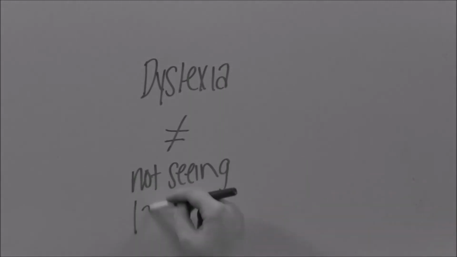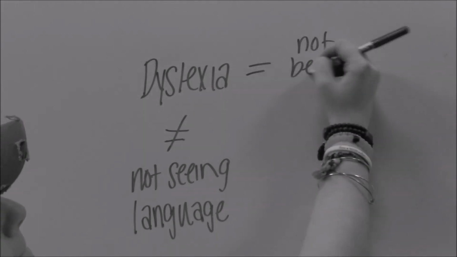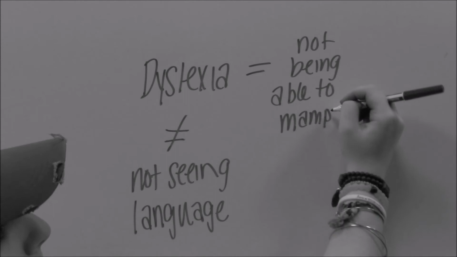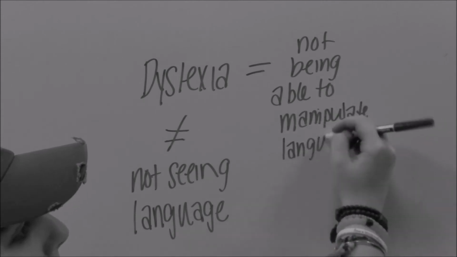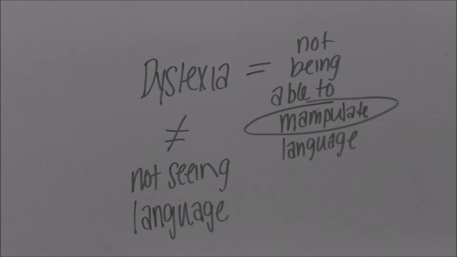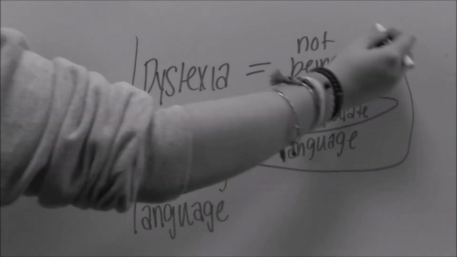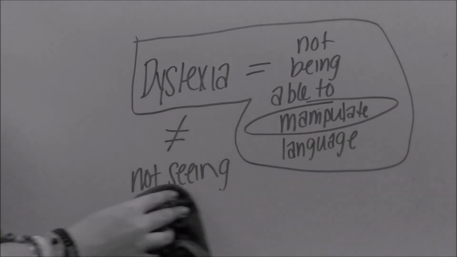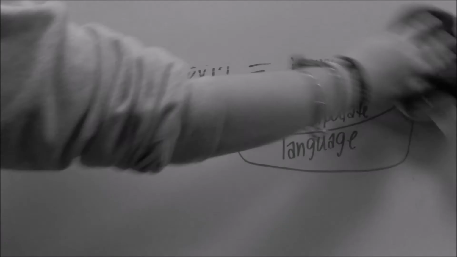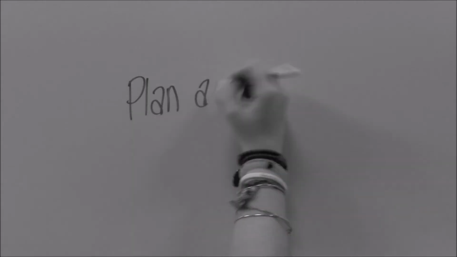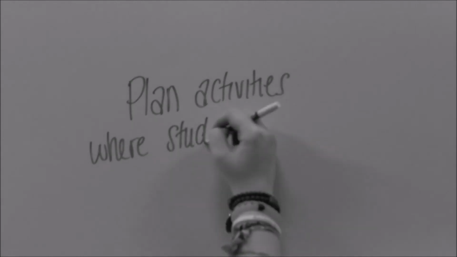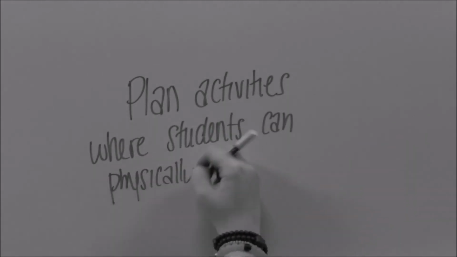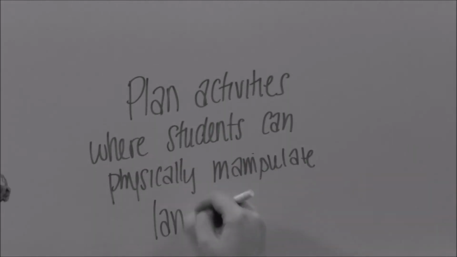And one important thing to remember too is that dyslexia is not the lack of being able to see a language. It is the inability to manipulate the language in the mind. That's a huge misconception, and I think the media really pushes that. So if we can focus on the lack of manipulation instead of not being able to physically see the language, we can really break down barriers. So by doing that, recognize the lack of manipulation and plan activities where students can physically manipulate the language.